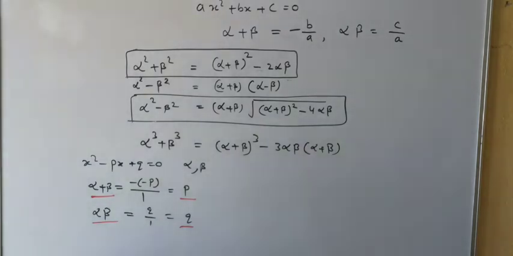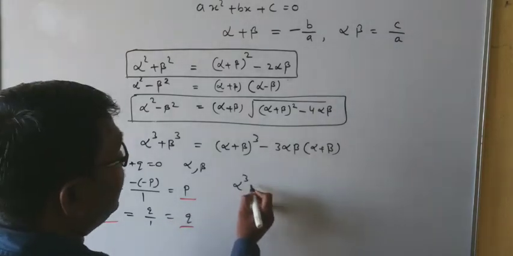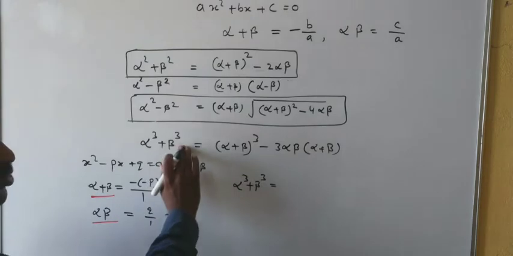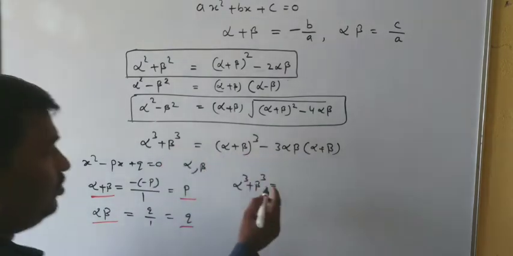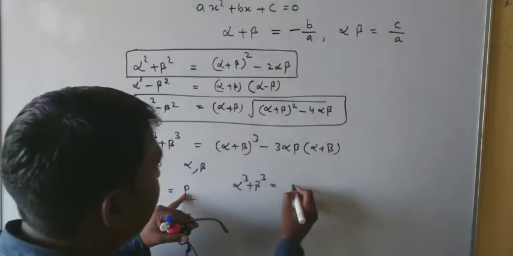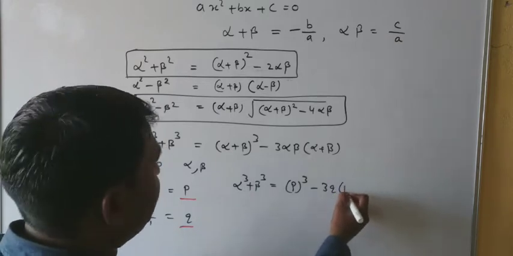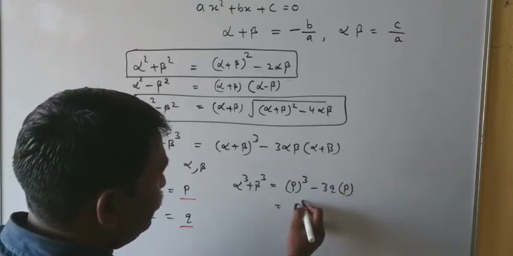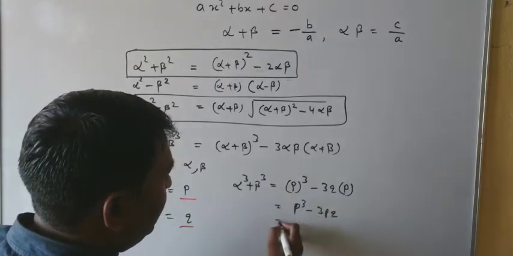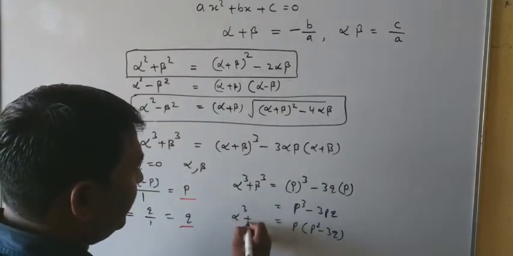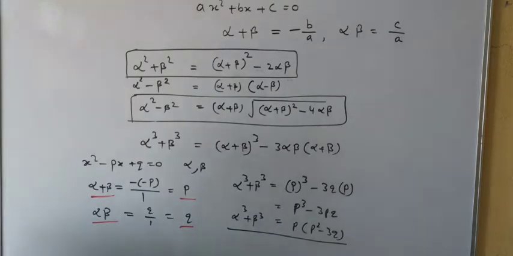So see, now calculate alpha cube plus beta cube. Here the question is to calculate alpha cube plus beta cube. So here I have written alpha cube plus beta cube is equal to alpha plus beta whole cube minus 3 alpha beta into alpha plus beta. Putting in the place of alpha plus beta whole cube, this is p whole cube, minus 3 alpha beta, 3q, into alpha plus beta, this is p. So it is p cube minus 3pq. This is the value of alpha cube plus beta cube.